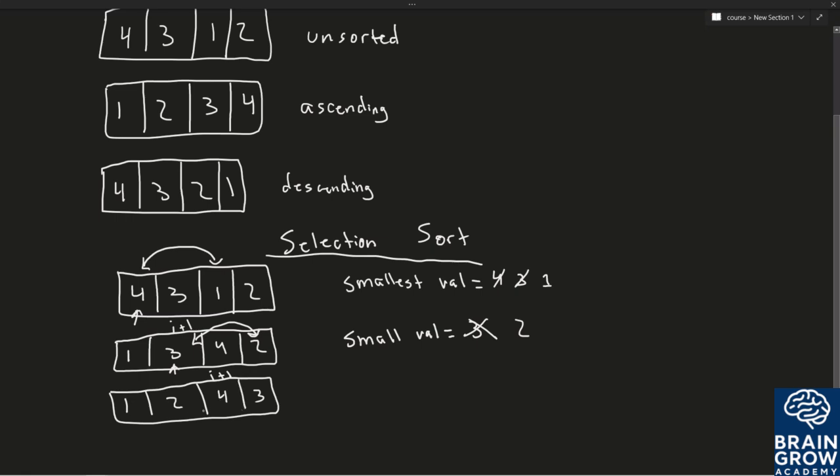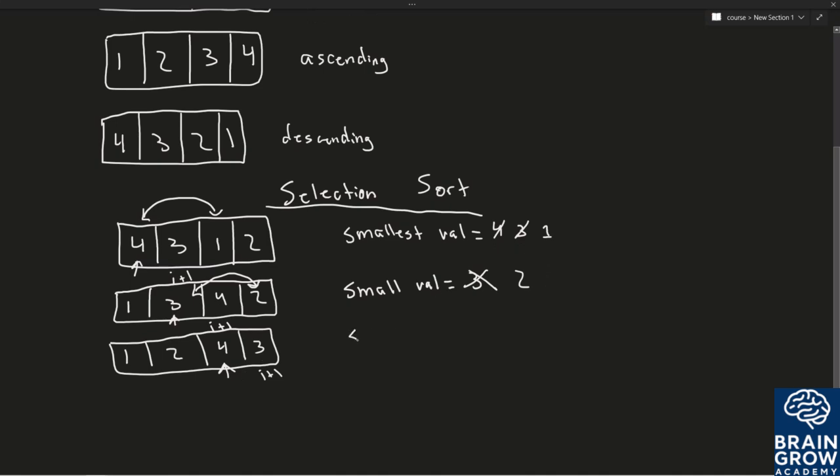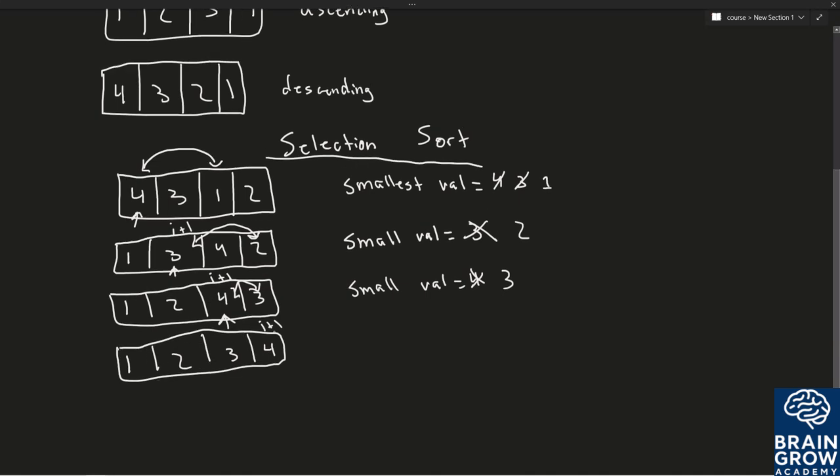So we know that 1 and 2 are sorted now. So we are back to looking at 4, and then this is I plus 1. So in this case, our smallest val is 4 again. When we compare 4 and 3, we see that 3 is obviously less, so we swap them now. And we have 1, 2, 3, and 4. So now our vector is sorted in ascending order, just like how we wanted.